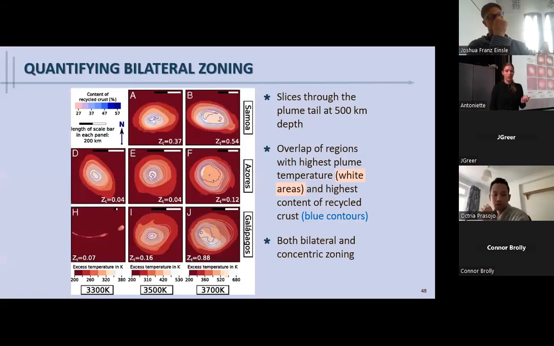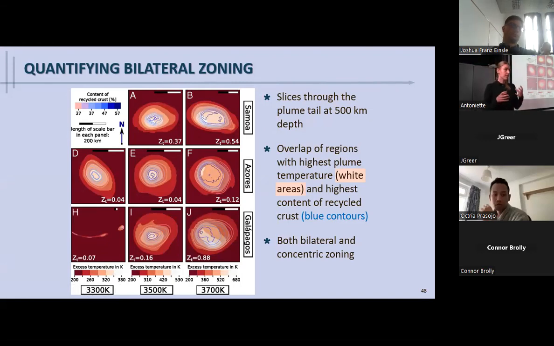So we wanted to see under which conditions that happens, when do the plumes become asymmetric and how much. And so we defined a plume asymmetry number based on, so we did a cross-section through the plume conduit in 500 kilometers depth, and then looked at what's the overlap between the region of the highest temperature, so those are the colors from dark red to white, and the region of the highest amount of entrained material, so those are these blue contours.